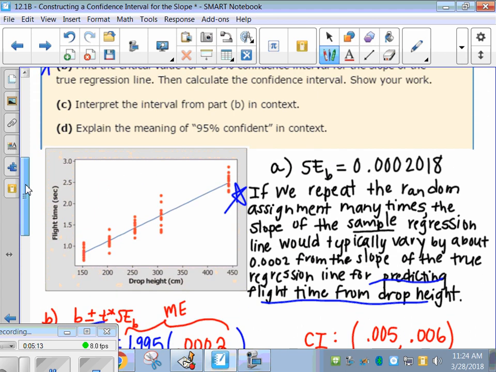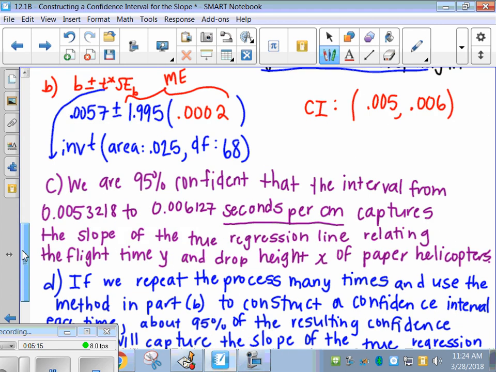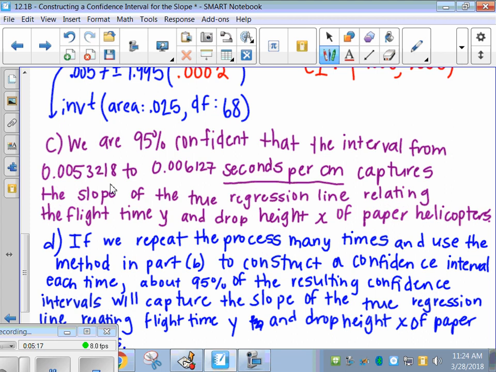Okay. And then part C, interpret the interval. So we've done this a million times. We're 95% confident that the interval from 0.005 to 0.006, this part's important, units. We're talking about seconds per centimeter here for our slope, time over how far we dropped it. So this captures the slope of the true regression line relating the flight time y and the drop height x of paper helicopters. Again, be sure you say what you're relating in context, okay?